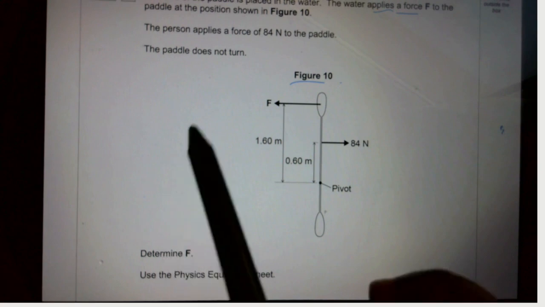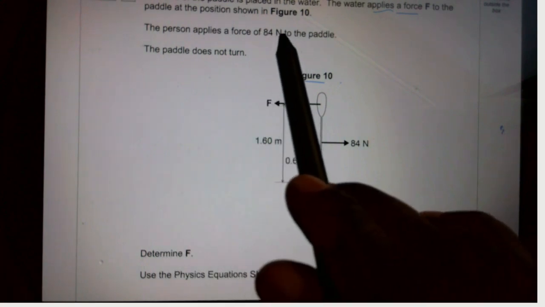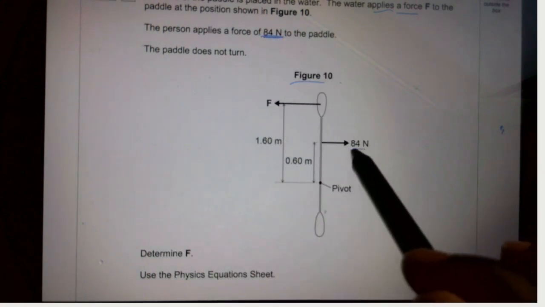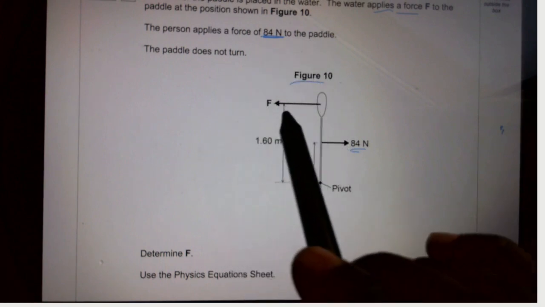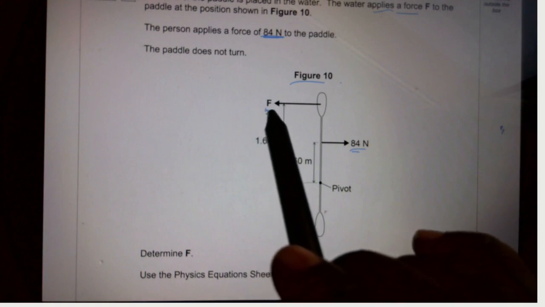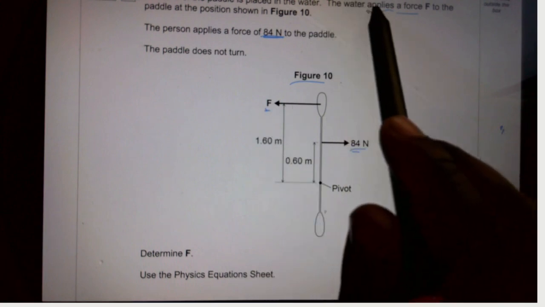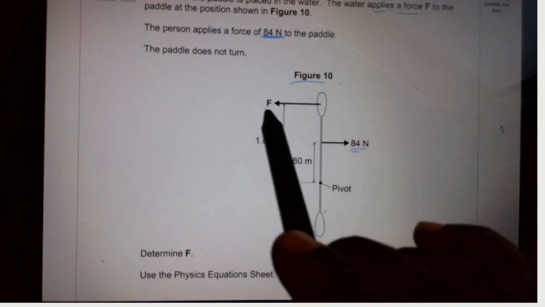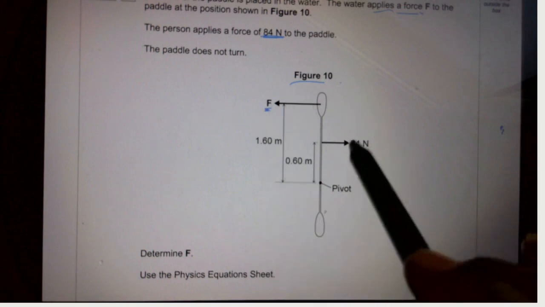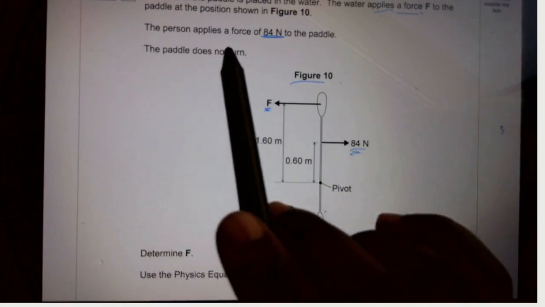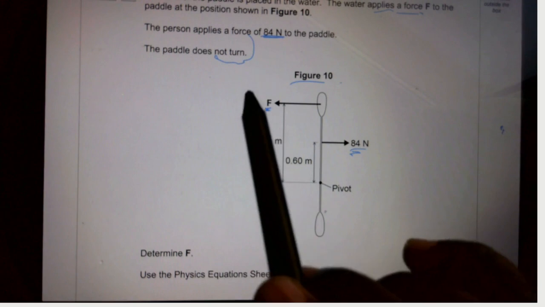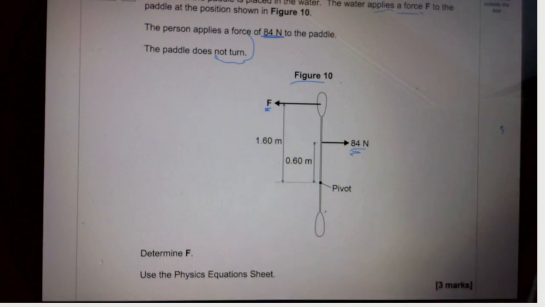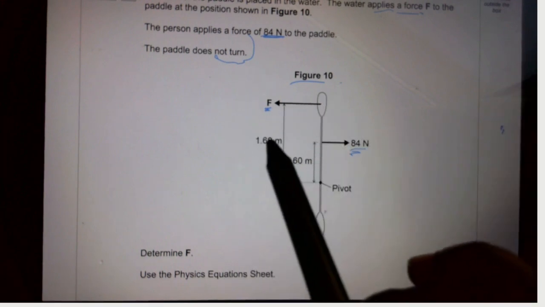The person applies a force of 84 newtons, which means this 84 newtons was the force applied by the person to the paddle, and this F was the force applied by water, since it says the water applies a force of F. Then the question says the paddle does not turn.